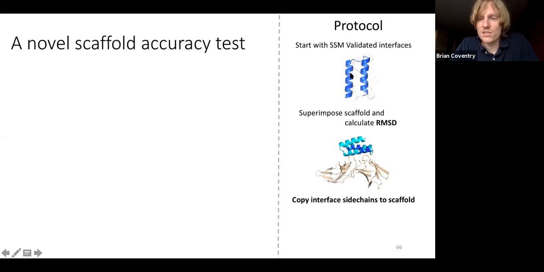And then what you do is you superimpose your scaffold library onto these helices, and then you just copy the interface side chains over. So really the question is how accurate does the scaffold need to be such that just copying the side chains over works? And so, we're expecting to see a graph where you have 100% success at the start, and then at some critical number, it drops to 0 or something.